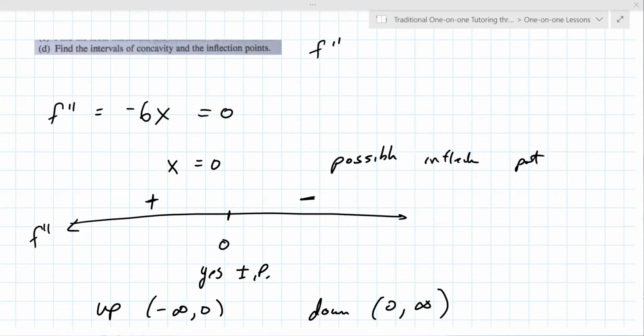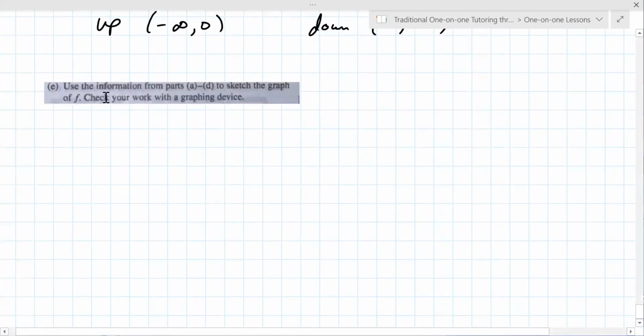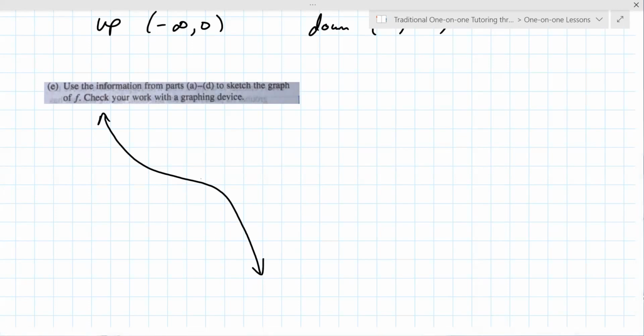E is to sketch a graph. We don't really have enough information to do this, because it's going to look bad. We know it's decreasing everywhere, and concave up and then concave down, and that is what it looks like. But we need more information, like intercepts and stuff, to be able to do that.